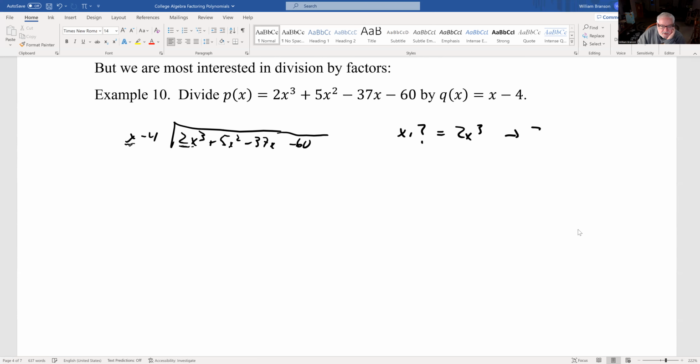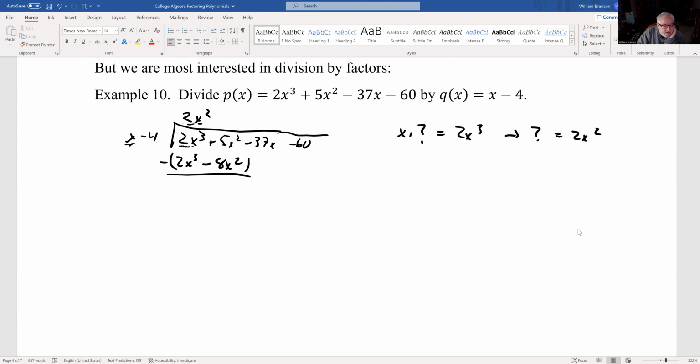And here that means our what is equal to 2x squared, because 2x squared times x gives me that. So we'll put a 2x squared here, take the 2x squared, multiply by both those terms, you get 2x cubed minus 8x squared, because 2x squared times minus 4. And we do our subtraction.